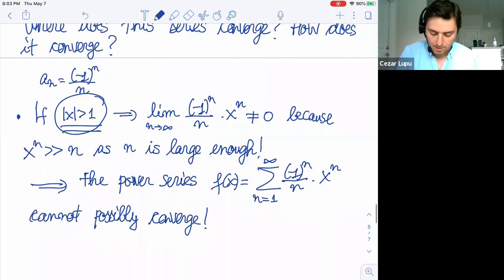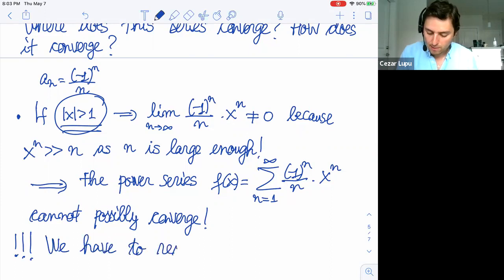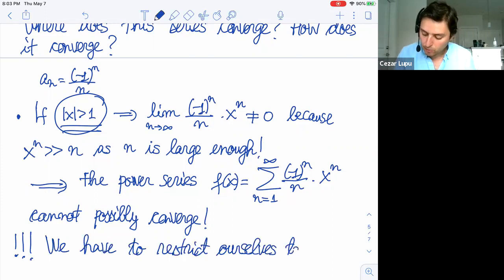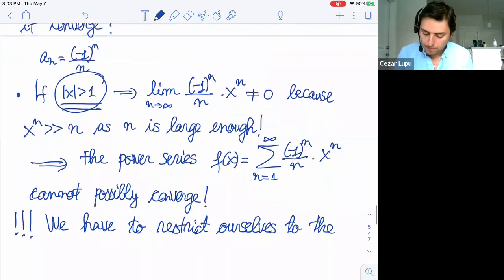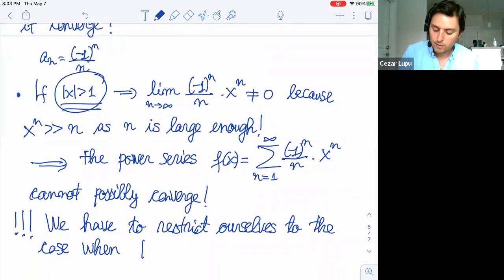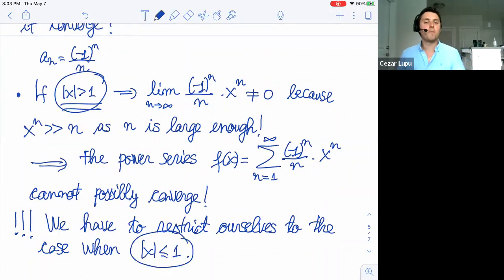So this implies that we have to restrict ourselves to the case when the absolute value of x is less than or equal to 1. That's the case we want to consider. See, it was a little bit tricky.